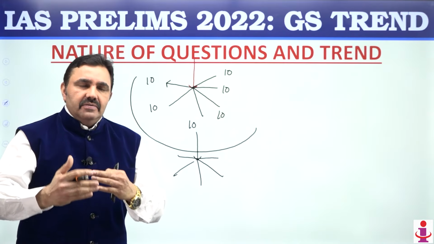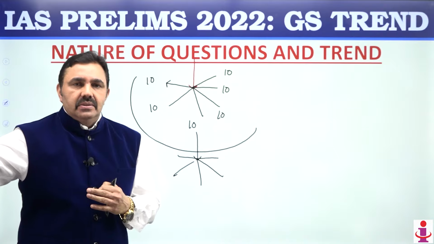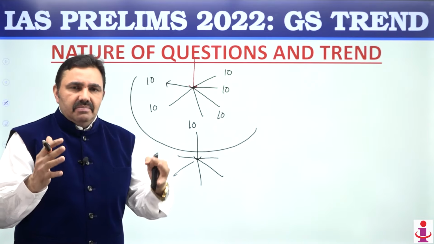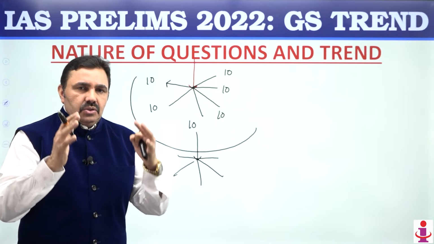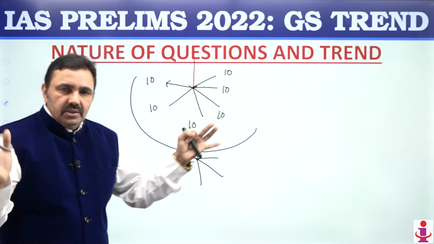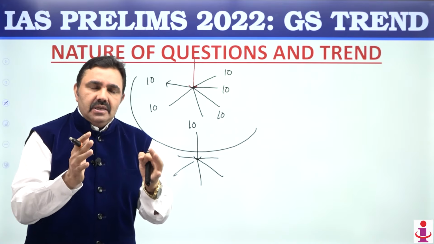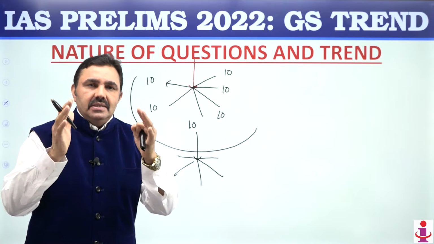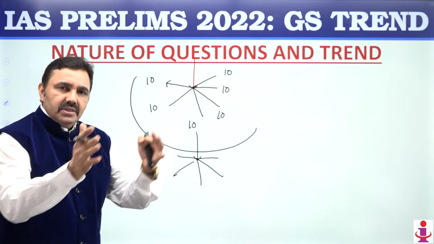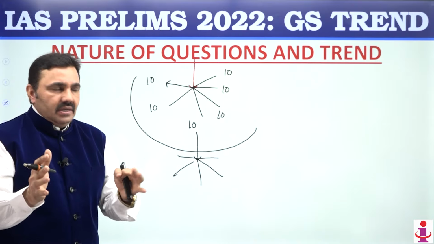It was mixed up, and the moment questions are mixed up, the level of difficulty increases because every time you have to shift from, let's say, economy to science to environment to geography to history, and that makes it difficult. Generally in the last few years, most of the questions of one subject used to be together. But this time they mixed it up, and that increases the level of difficulty. So we can say that this time's paper was a little more difficult compared to last year.